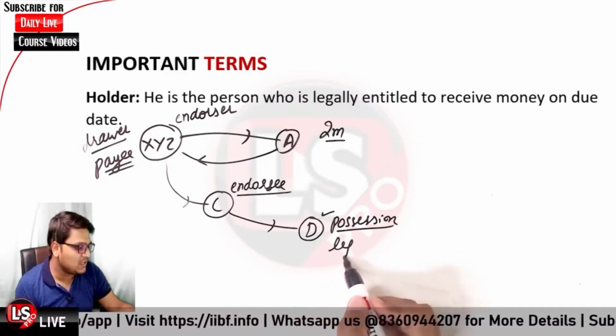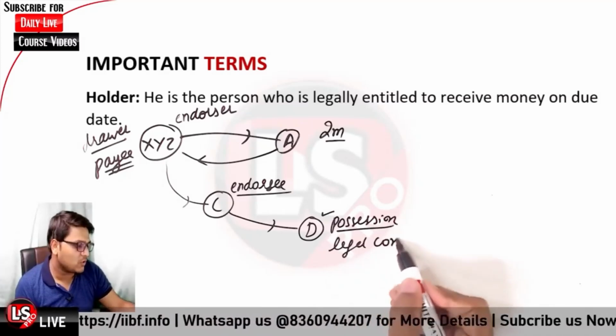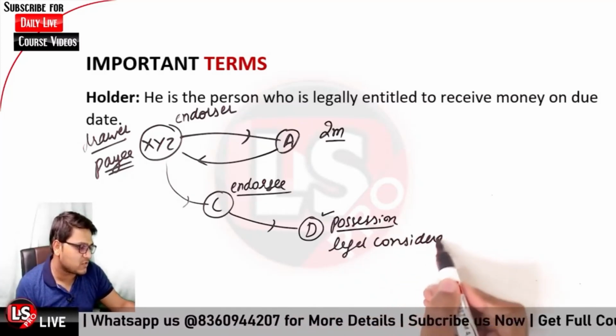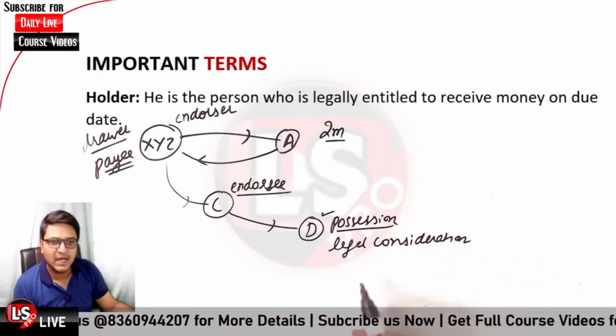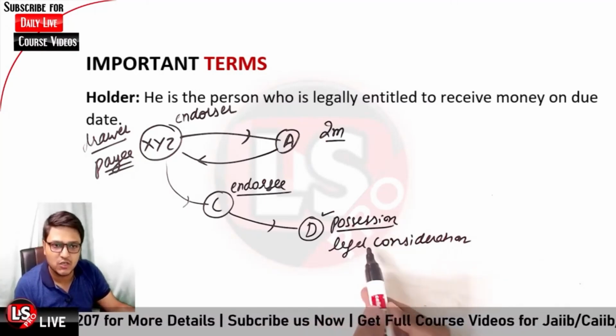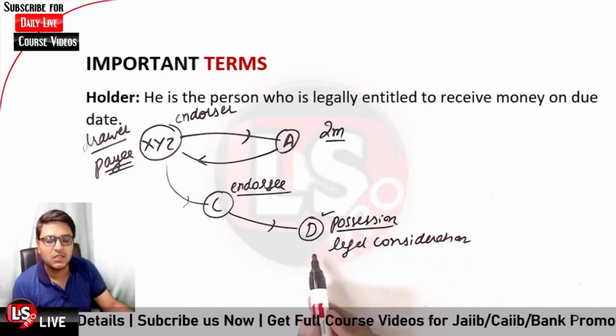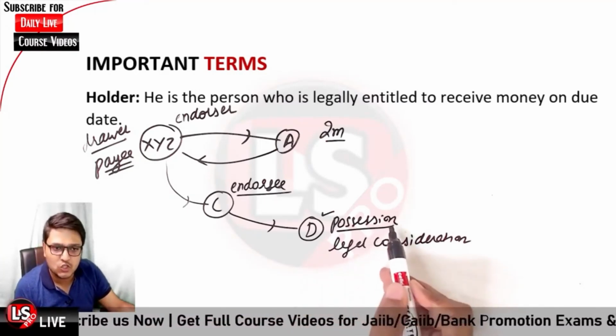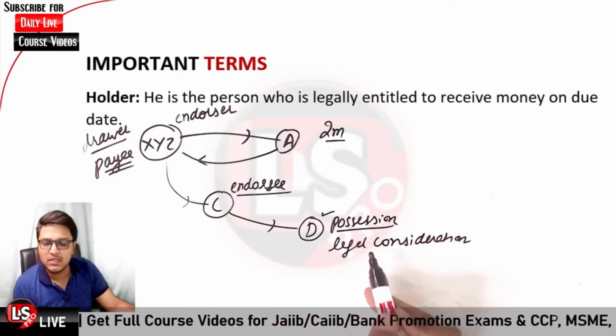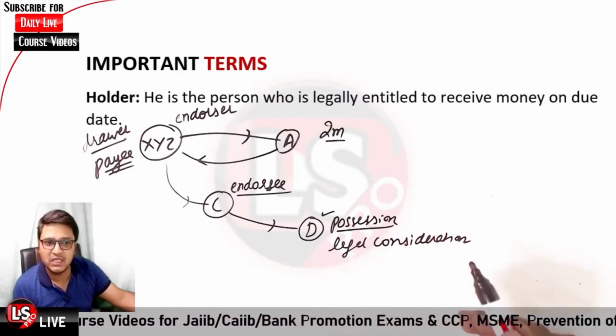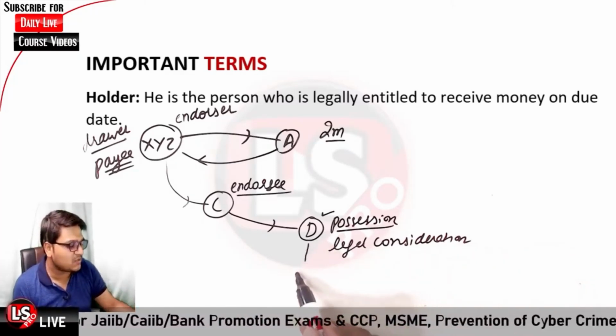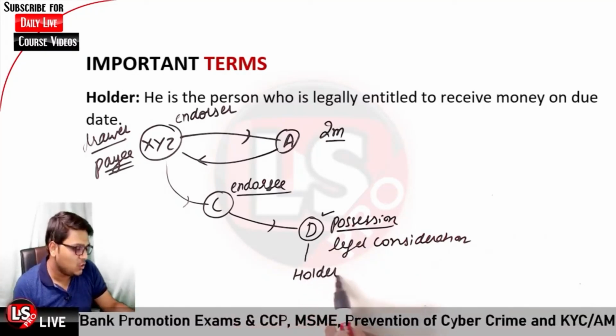There was a legal consideration also. It was not for illegal purposes, so there was a legal consideration, and he is also having the possession of the instrument. The person who is having the possession of the instrument, and who has held the instrument for the legal consideration, that particular person is said to be holder in due course.